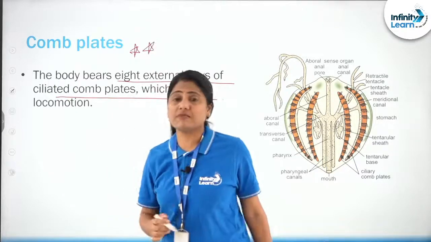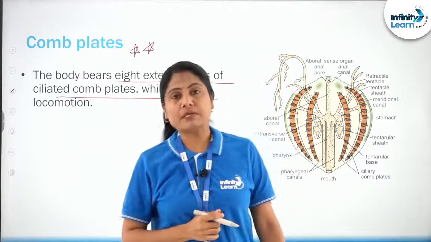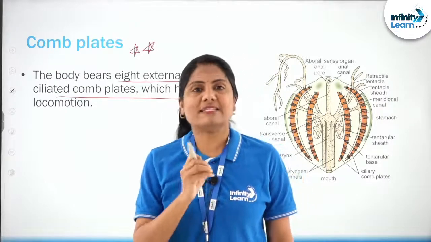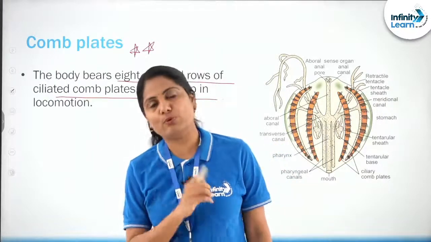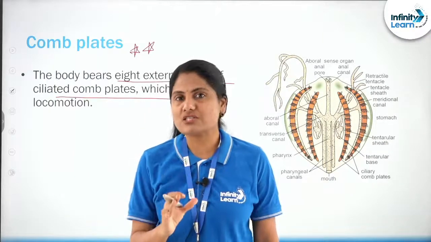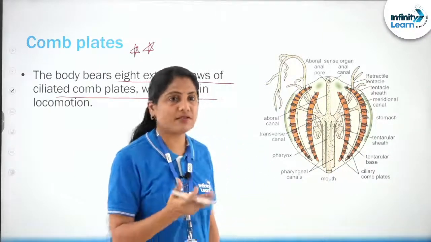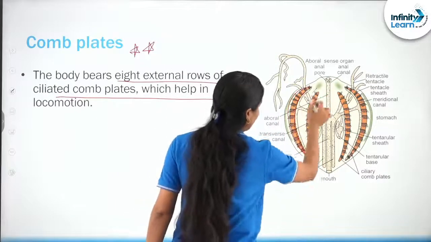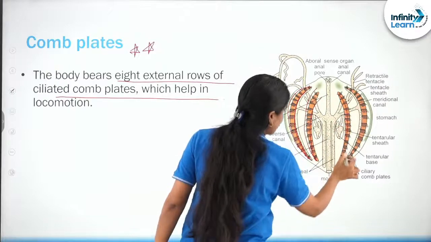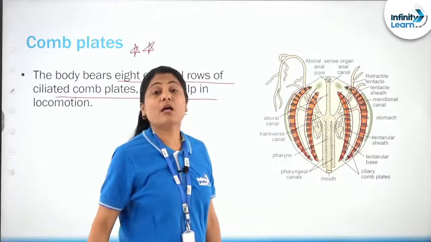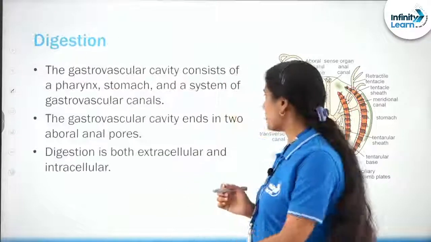Here comes another very important NEET question. The comb plates, how many of them are there? 8. These are ciliated comb plates, remember, which help with an important function, which is locomotion. So, look at these comb plates that are present in these organisms. These ciliated comb plates are the ones which help with locomotion in these organisms.